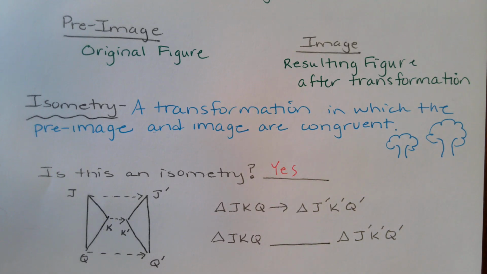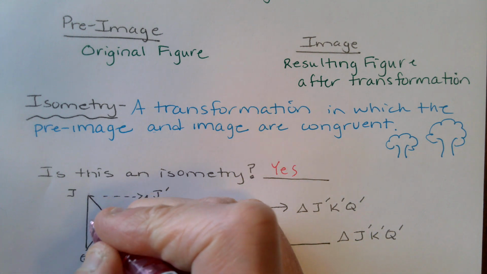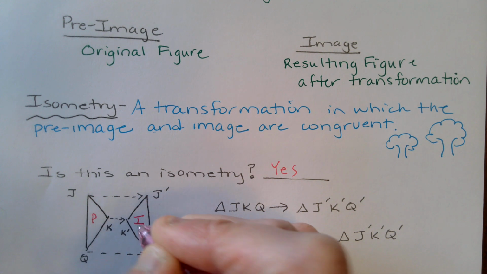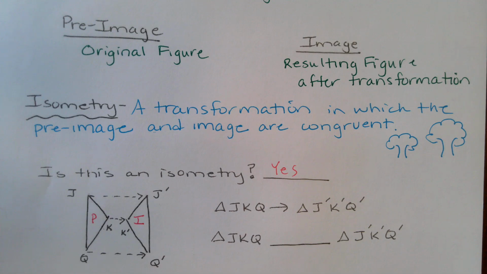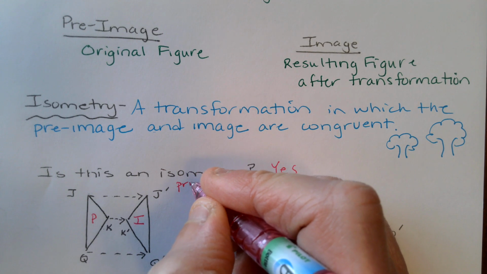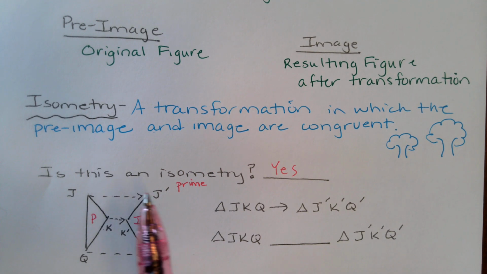Then the question is, which one's the pre-image and which one's the image? Well, I'm guessing you may figure it out because you see the arrows, although I haven't told you many other clues yet. But the pre-image in this case is this one, and the image in this case is this one. And you might wonder how I knew that, other than the arrows. And it's this little thing here, the little prime, we call it. Prime. So J is my original, and J prime is my transformed point. K is my original point, K prime is my transformed point. Q is my original point, and Q prime is my transformed point.